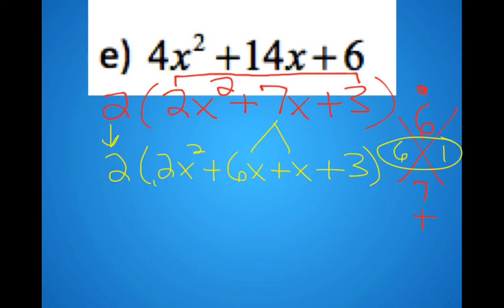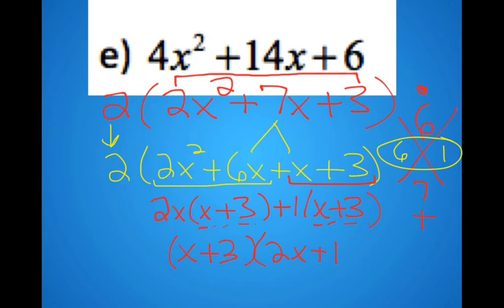Okay, so then we want to see what the first two have in common, and that would be a 2 and an x, and that leaves us with x plus 3. And then the last two have a 1 in common, and that leaves us with x plus 3. We notice that they both have an x plus 3, so we take that out, and then we see what's left, 2x plus 1. And then we bring down the 2, we don't want to forget about the 2, and then that would be your final answer.